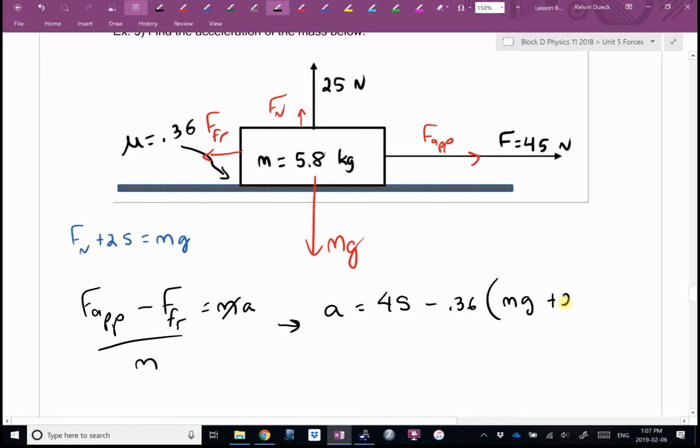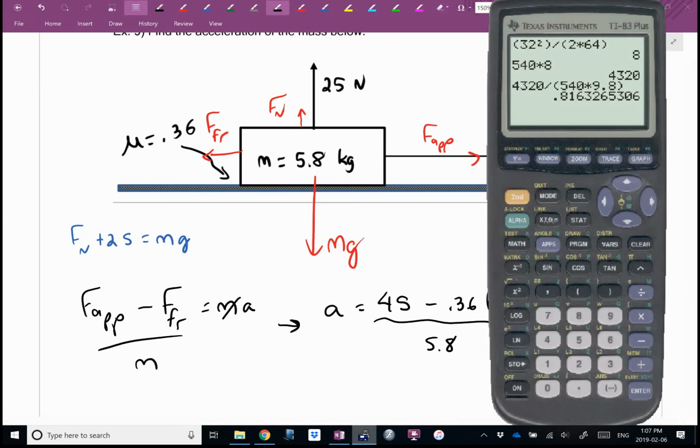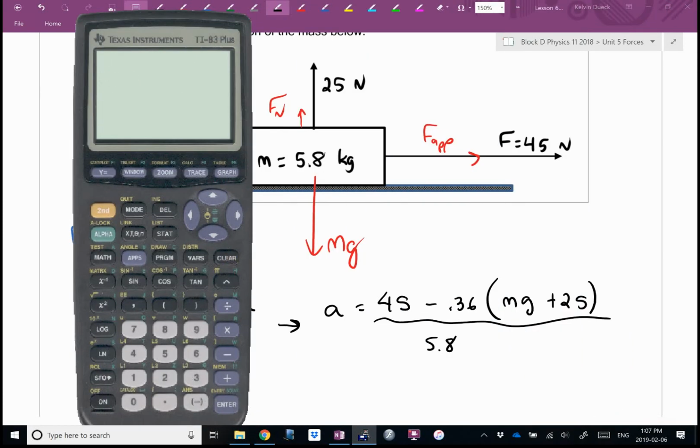mg plus 25, which you could do and calculate, but I'm a nerd. I'm going to try and do this in one step because I'm naturally lazy. All over 5.8. Is that a fraction? Is there more than one thing on the top? Not only am I going to put brackets around the top, I'm going to have brackets here as well. So if I wanted to do this in one step, and I can tell you're getting a little squirrely, so I will. It's going to be 45 minus 0.36 bracket 5.8 times 9.8 plus 25. Close off that bracket. Close off the top. Divided by 5.8.